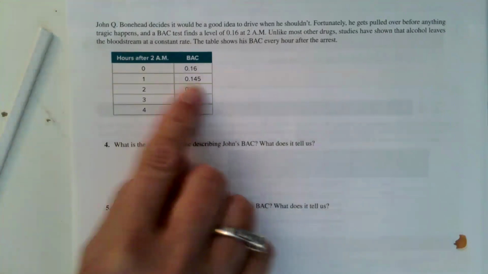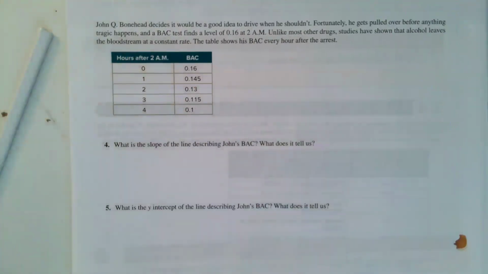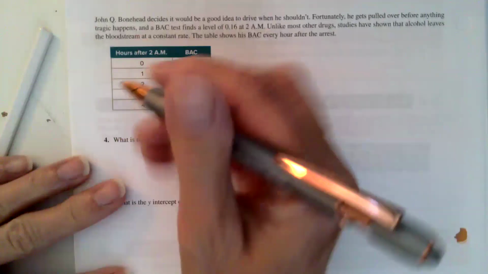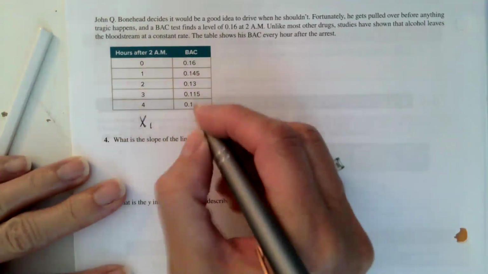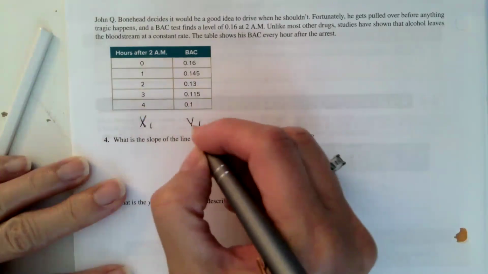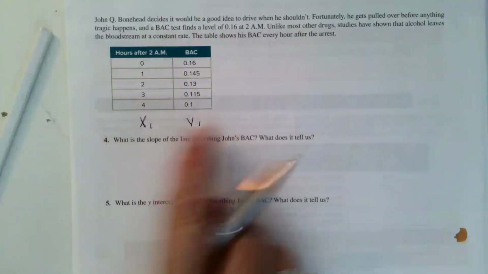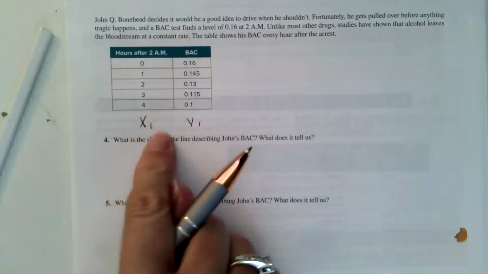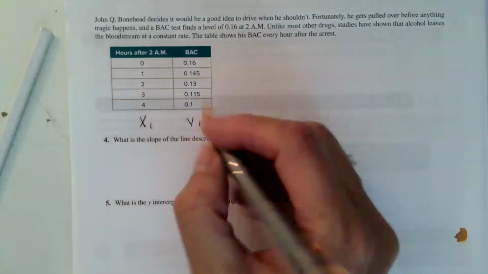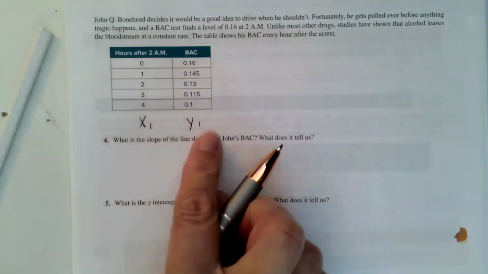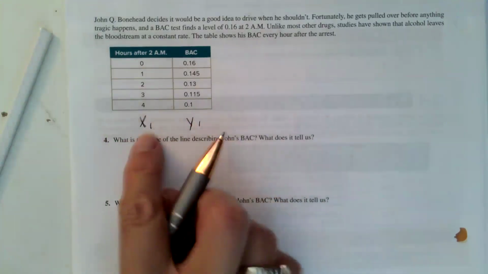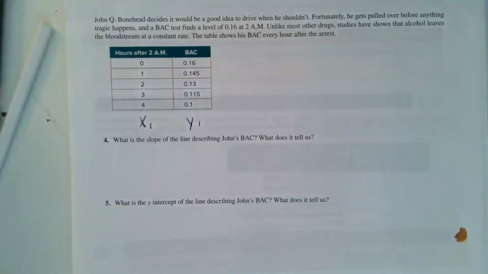So this data here, we're going to put the hours after 2 a.m. into X1 and the BAC level into Y1. And if you already have a table in Desmos, it may label them X2 and Y2. So you just have to pay attention to what the labels are because you have to reference the right labels in your command. Okay, so let's just head to Desmos.